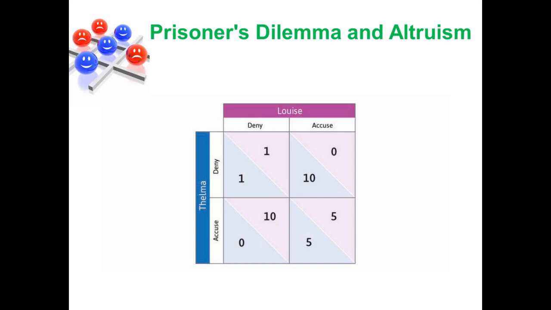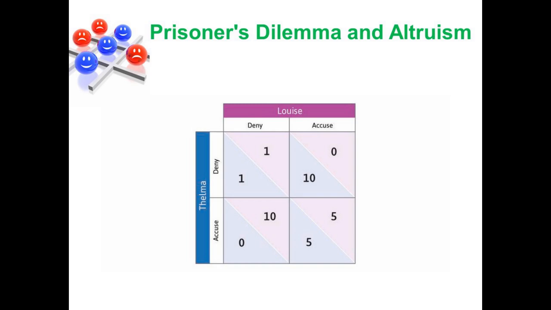The payoffs are written in terms of years of prison, so Louis and Thelma prefer a lower number, that is, fewer years. So this is actually a kind of dilemma which the prisoners have. This game has been studied by many, and you can learn it in a higher class. So when you come to the university, you will learn it there.